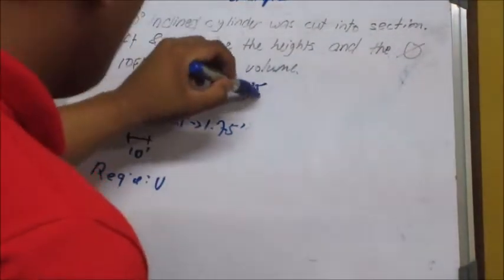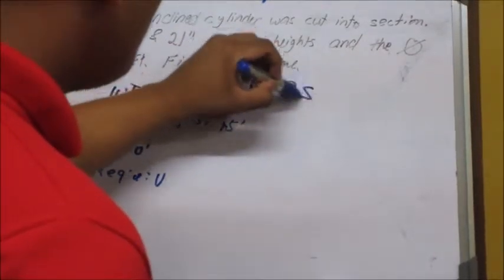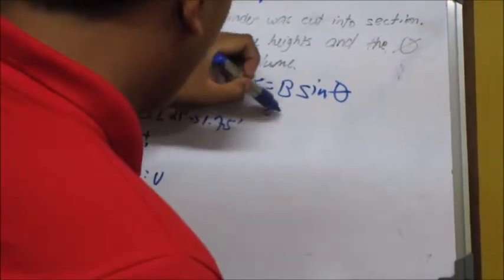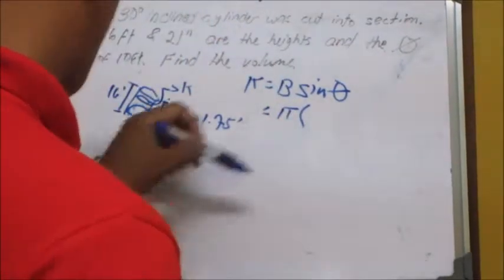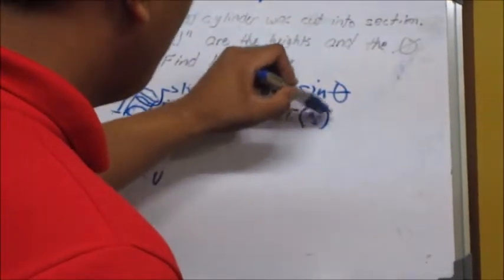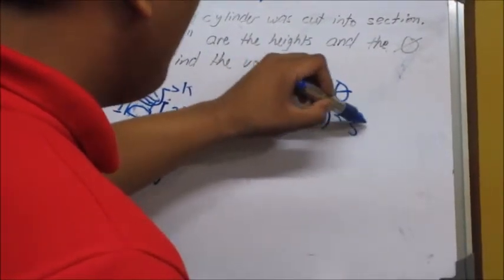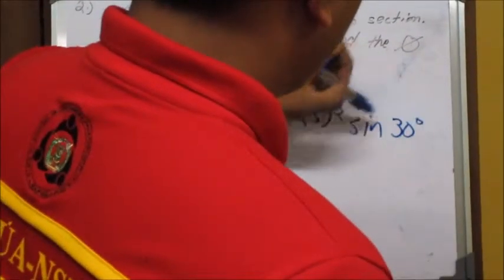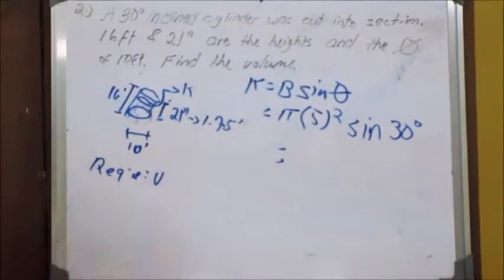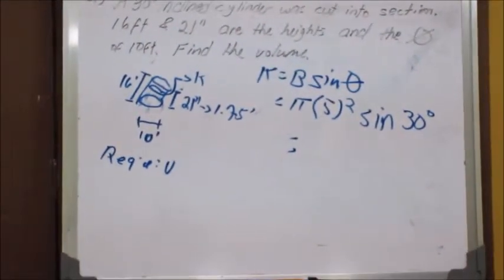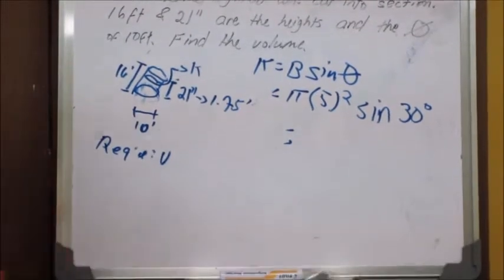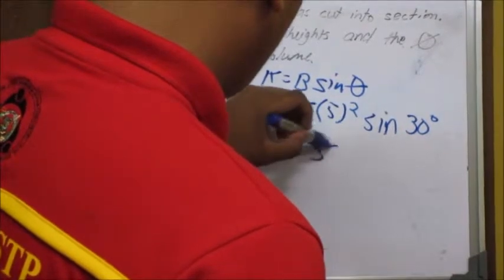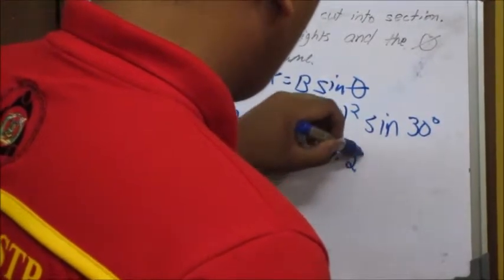So K is equal to B sine theta, wherein B is equivalent to pi r squared, so this is pi times 5 squared times sine 30 degrees, wherein this is equivalent to 39.27 square feet.